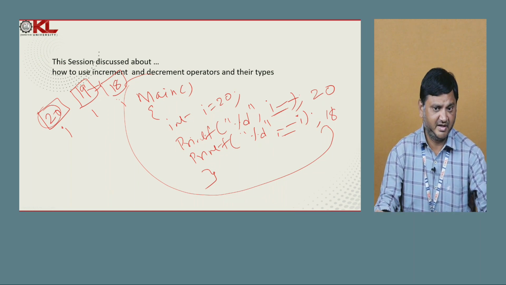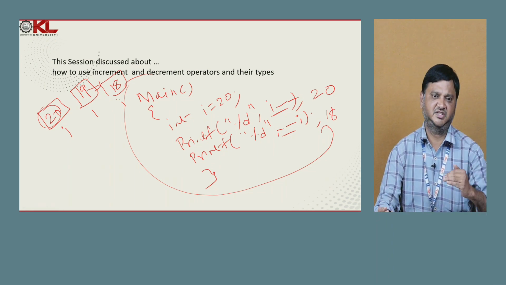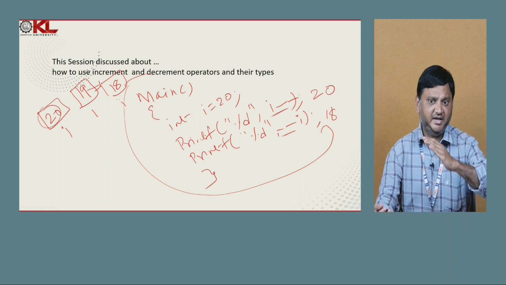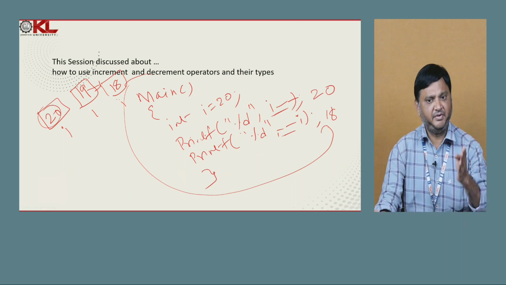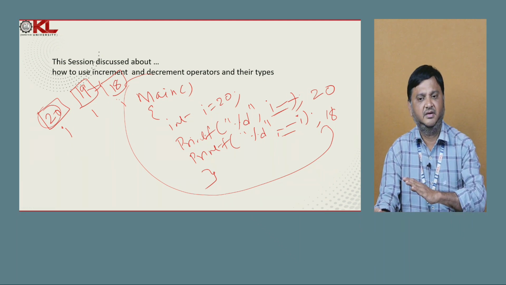I am repeating once again. Incrementing is just increment by 1. Decrementing is nothing but just decrement by 1. Post increment is nothing but printing and then incrementing in the memory. Pre-increment is nothing but incrementing and printing the value.